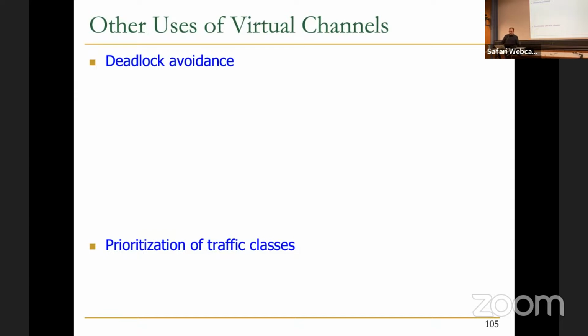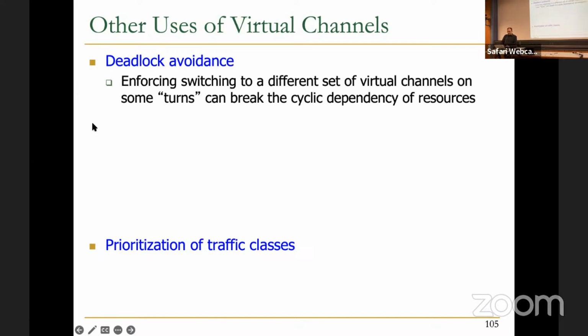Virtual channels are good for avoiding head-of-line blocking, but they also have other uses. One of them is deadlock avoidance, which I already mentioned. You can enforce switching to a different set of virtual channels at some turns, which can break the cyclic dependency of resources. For example, when you go through the wraparound in a torus or ring, you can take another virtual channel. Or you can have different sets of virtual channels.